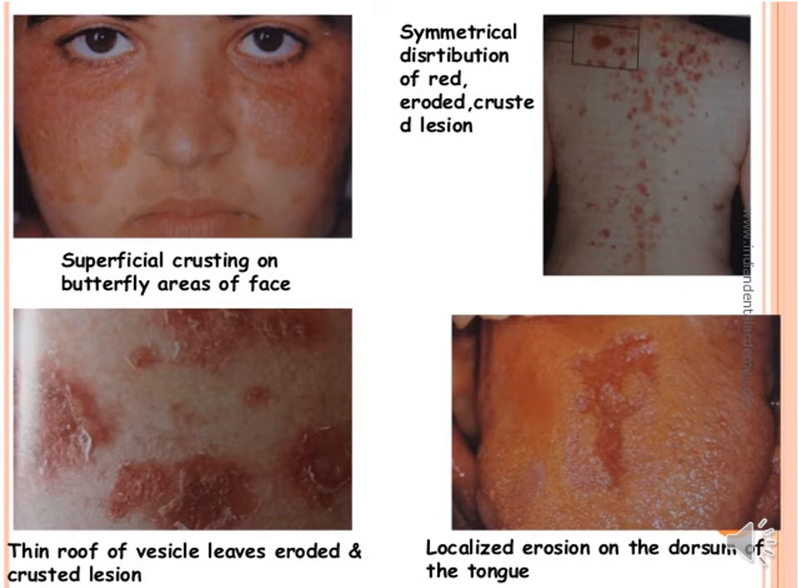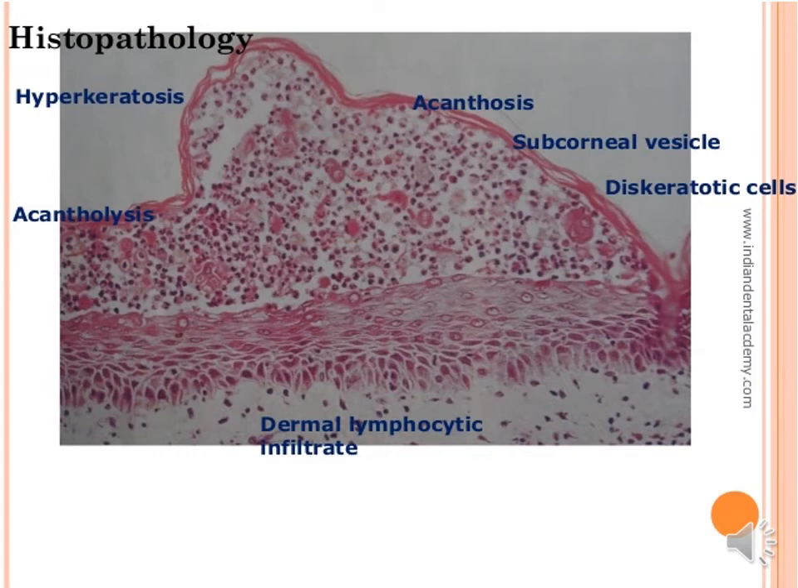Thin-roofed vesicles leave eroded and crusted lesions. There is localized erosion on the dorsum of the tongue of the affected patient. Histopathology shows hyperkeratosis, acanthosis, subcorneal vesicle, dyskeratotic cells, and lymphocyte infiltration.